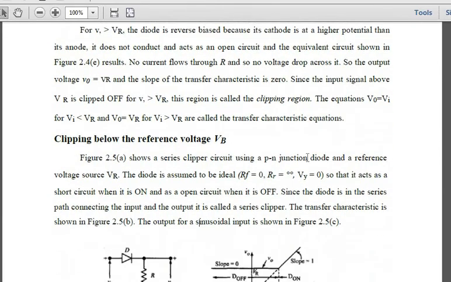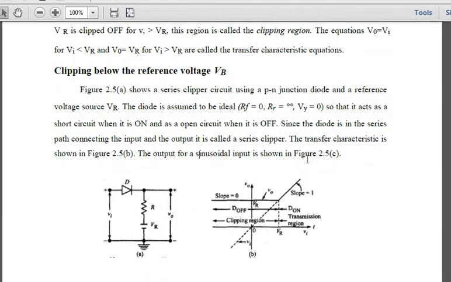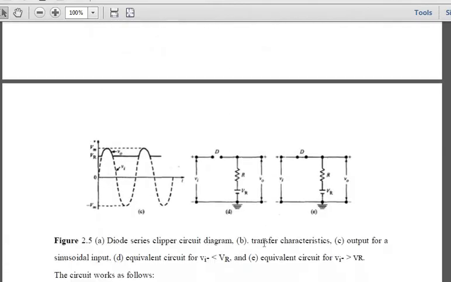See the characteristics of your clipping below the reference level. Since the diode is a short circuit when it is on, when the diode is on, it acts as a short circuit, and when it is off, it is an open circuit. So the slope here will be 0 when it is off, and it will be 1 when the diode is in the on condition. So this particular region is called the transmission region. Fine. Now see the characteristics here.